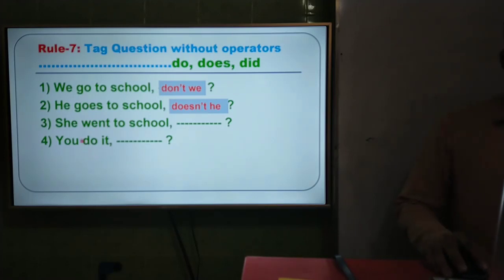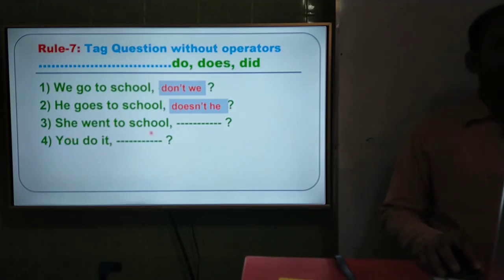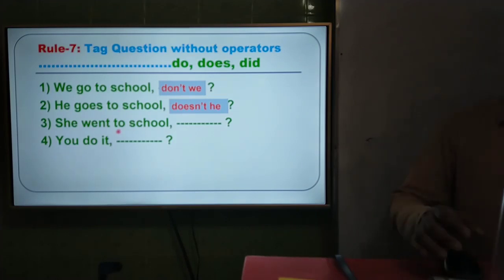Now the third one, she went to school. Dear students, you see that this is an affirmative sentence of past indefinite, and I told you that we shall use do or does for present indefinite, and did will be in past indefinite. And as the sentence is affirmative, tag question will be negative. So the short form of did not is didn't, and the subject here will be she. So answer is didn't she.